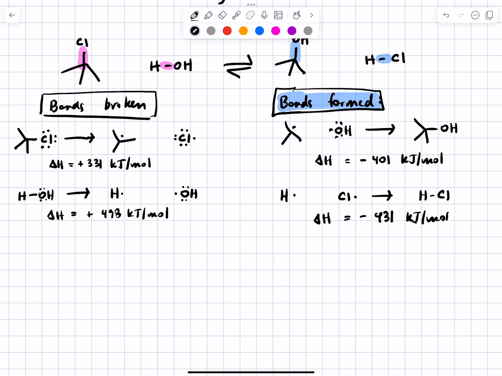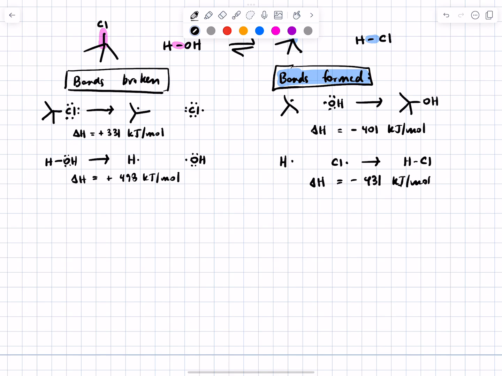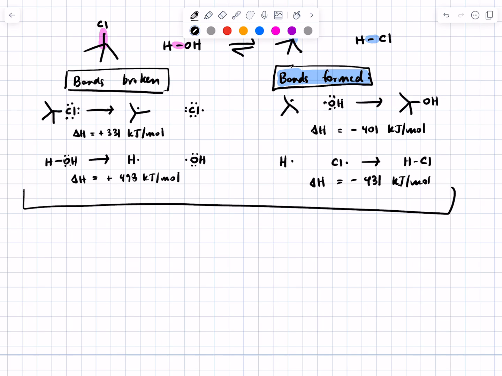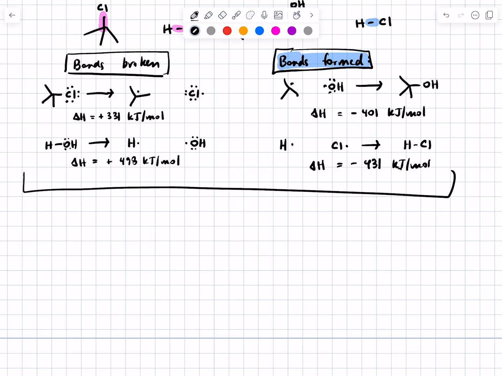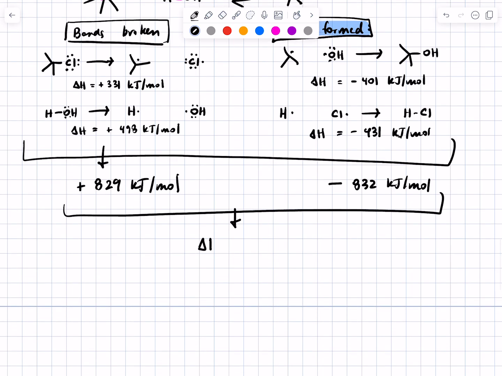So having done this, I can then add everything up together and see whether the reaction is favorable or unfavorable. Over here, for bonds broken, I have plus 829 kilojoules per mole. And over here, for bonds formed, I have minus 832 kilojoules per mole, which tells me overall that the enthalpy for this reaction should be close to minus 3 kilojoules per mole. Favorable, but not by a huge amount. Okay?